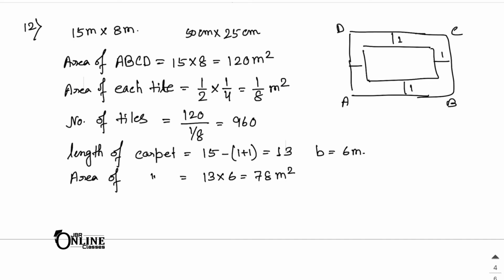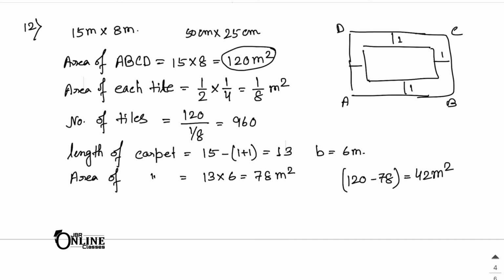Okay, so now the area of the floor which is uncovered by the carpet, that is 120 as the total area. So 120 minus 78, that equal to 42 meter square. So 42 meter square is the area of the floor which is uncovered by the carpet.